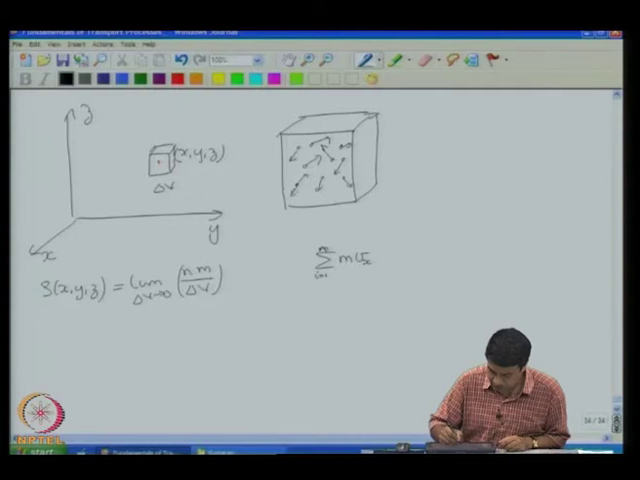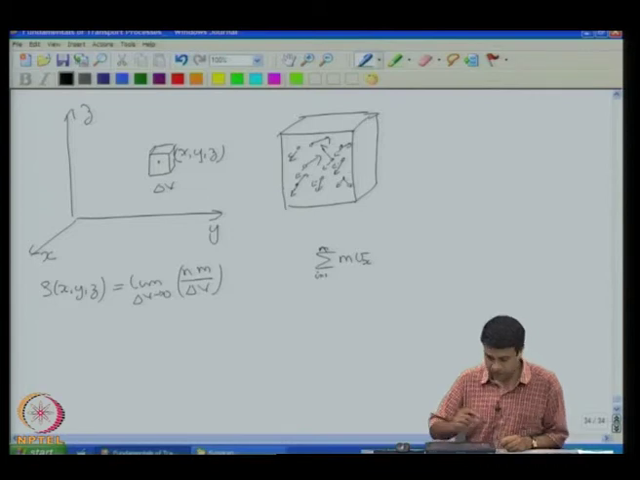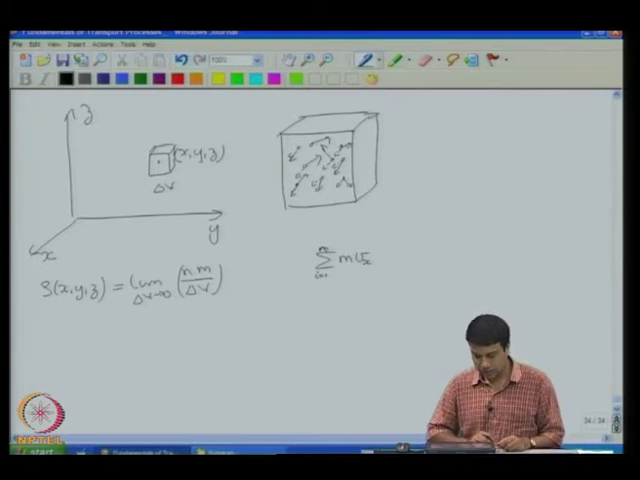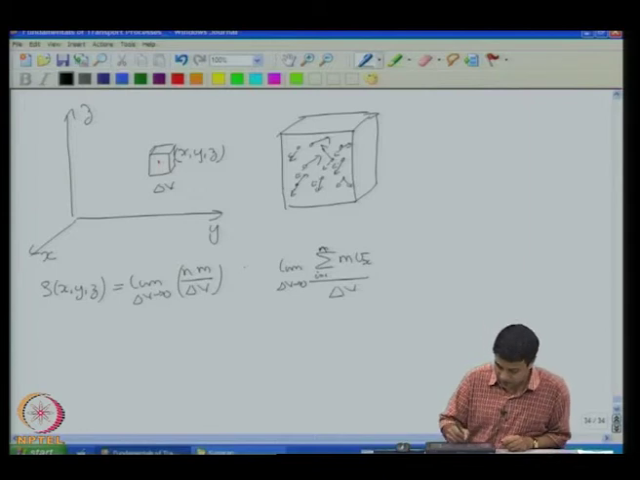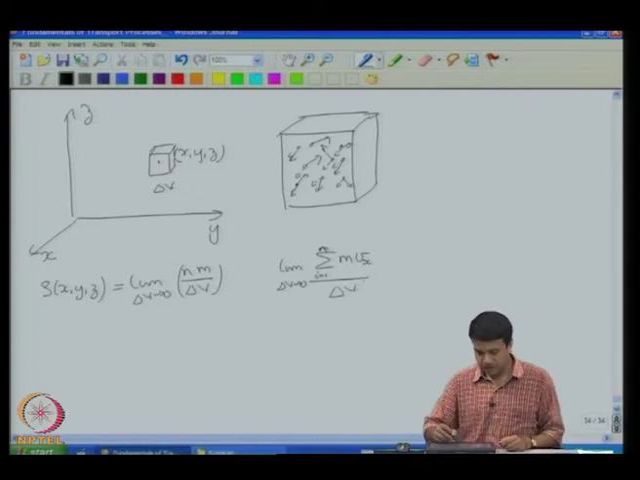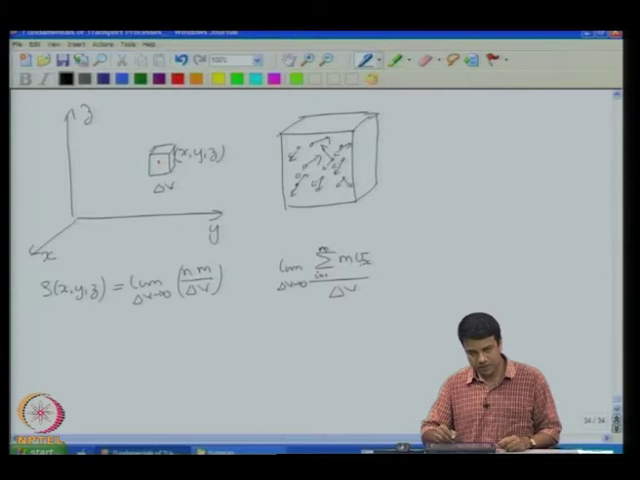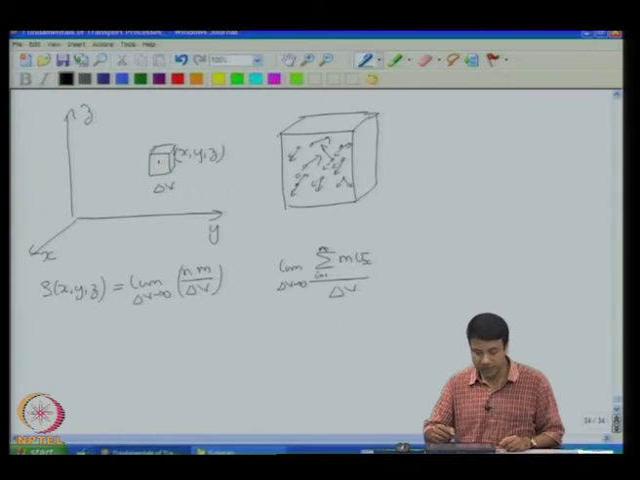Okay. The x coordinate is coming out of the plane of the board. I take the component of the velocity along the x direction for each of these molecules. I add them all up. Add up all the x components of all the molecules within this differential volume. Divide by the volume, and I take the limit as delta V goes to 0. This is equal to the momentum density. This is the mass times the velocity, that is the momentum, summed over all of the molecules divided by the volume. So, this is the momentum density.